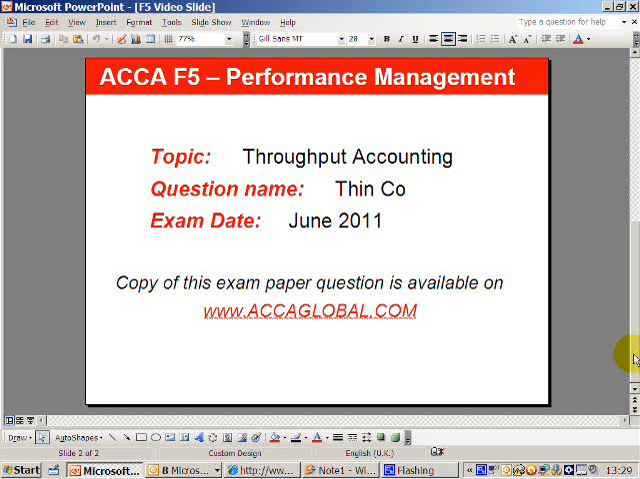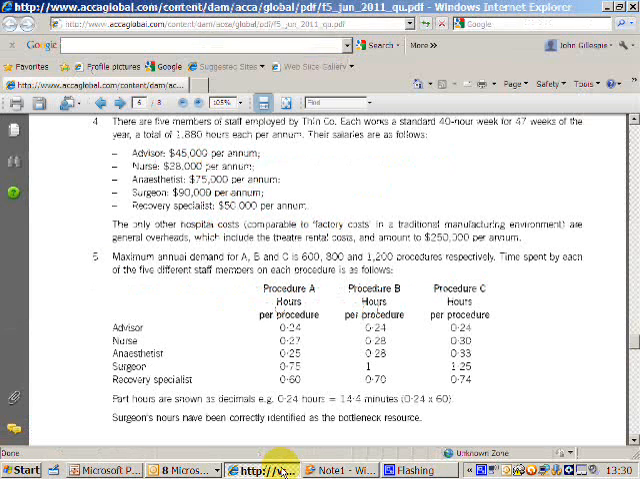In relation to throughput accounting, the examiner, Anne Irons, has written 2 articles on throughput accounting in November 2011 and so is therefore quite keen on the subject. And it's possible that another question in this area may be asked. Okay, so without further ado, let's go on and look at the question itself.